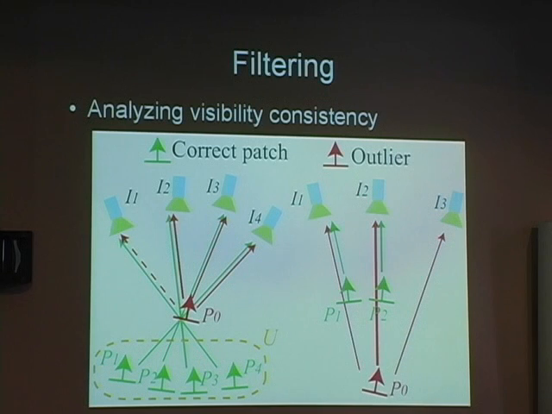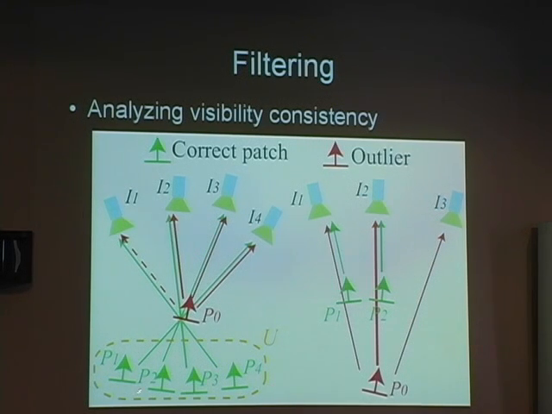Another thing we have to do in this step is to filter out bad patches or incorrect patches. And here's a typical situation where bad patches occur. So we have 4 cameras. Then this is a red patch. It's an incorrect patch, which was reconstructed here by mistake. And you have a set of 4 patches which are correct patches.